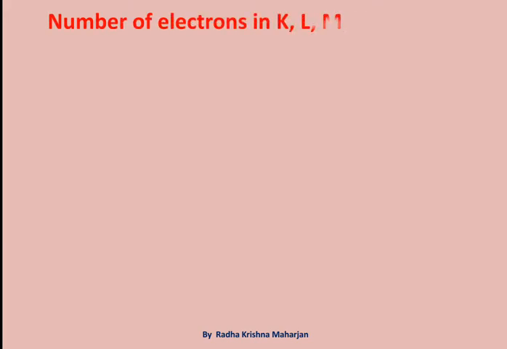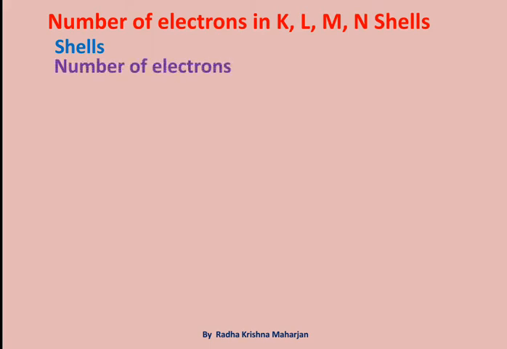Number of electrons in K, L, M, N shells. Shells: number of electrons. K 2, L 8, M 18, N 32.